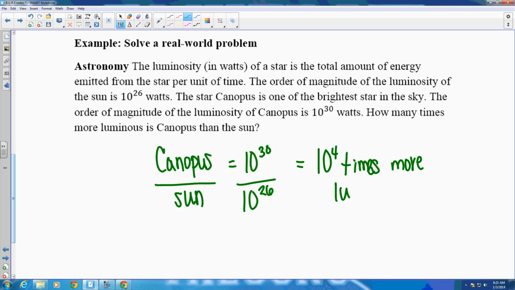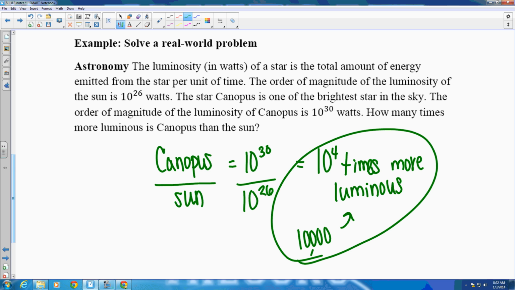And again, you could figure out what that is. If it's 10 to the 4th, that means there's 4 zeros. So it's 10,000 times more luminous, or just 10 to the 4th. And that was it for section 2.